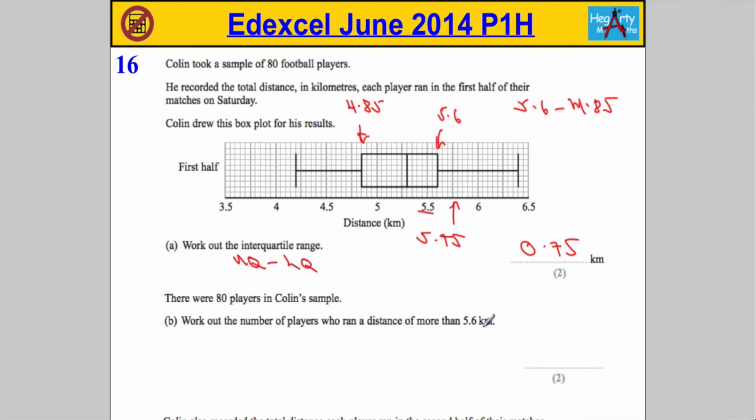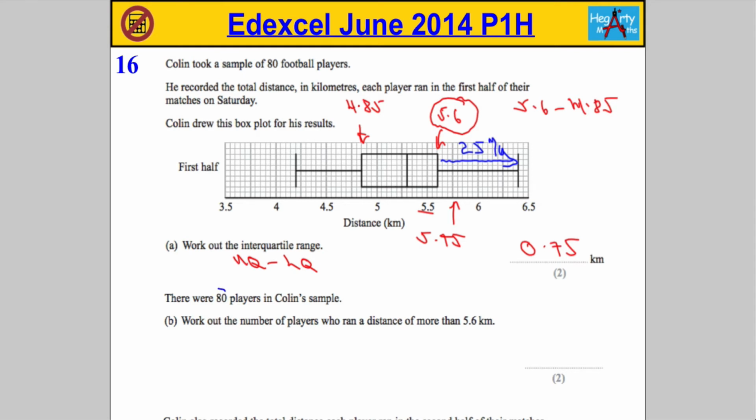players who ran more than 5.6. So 5.6 is actually the upper quartile, okay? Which means that 25% of people ran 5.6 or more. So this portion of the diagram is saying, right, 25% of people are here. Okay, this is the upper quartile. We've got 50% here and then another 25% here.